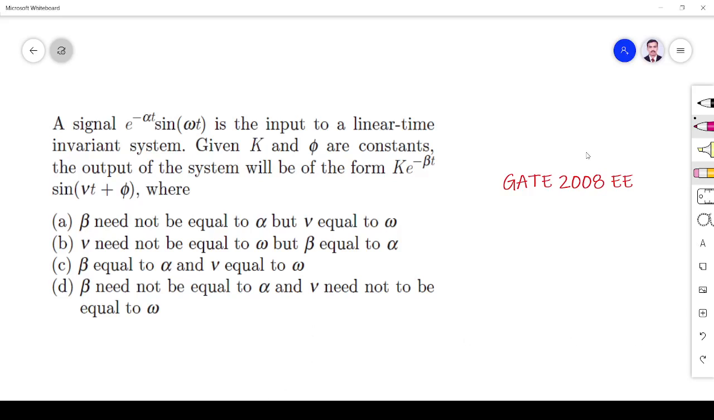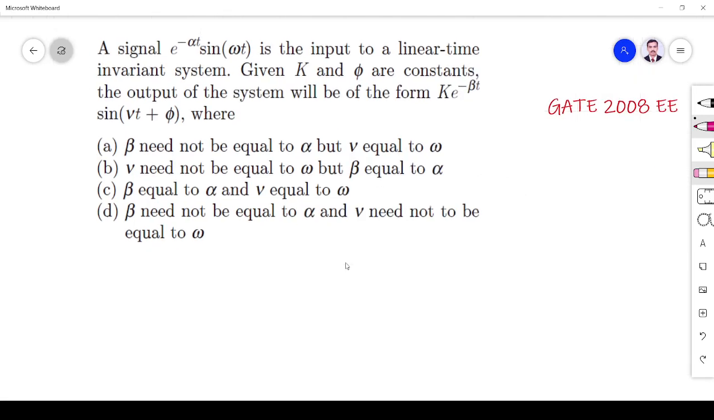Hi friends, in this video let us solve a signal system related question asked in GATE 2008 replica. The question is: a signal e power minus alpha t sin omega t is the input to an LTI system. So this is one LTI system, and the input is e power minus alpha t sin omega t.